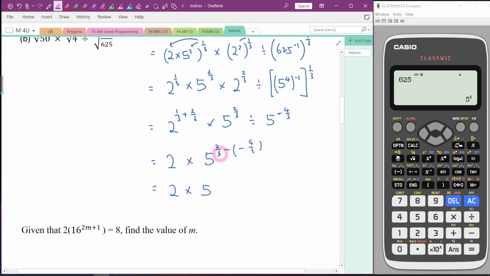Two over 3 plus 4 over 3, you will get 6 over 3, which is equal to 2. So 2 times 5 power 2 will give you 25. So it's actually equal to 50. Okay, this is our answer.